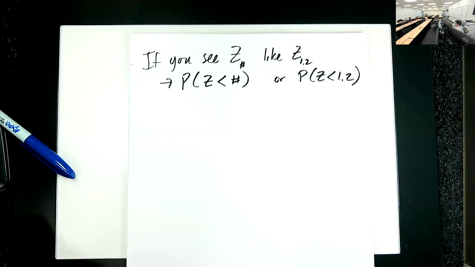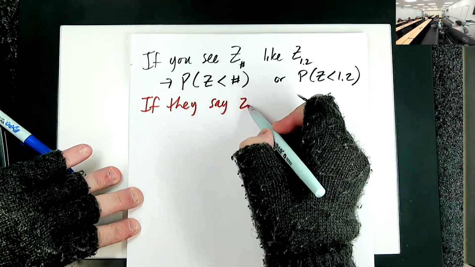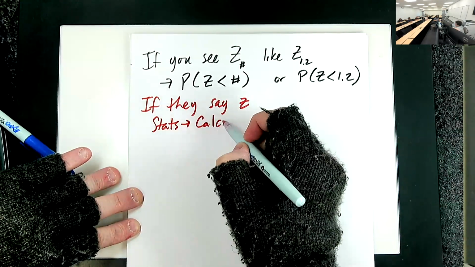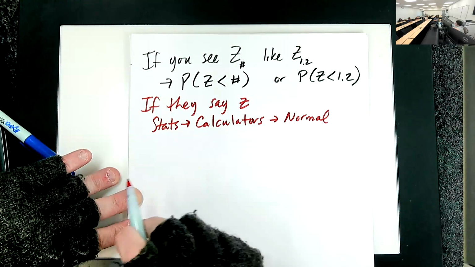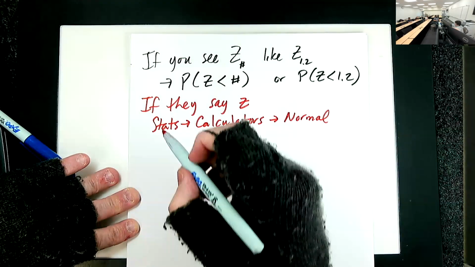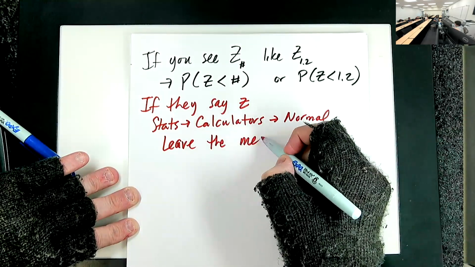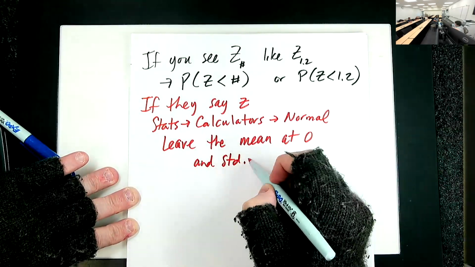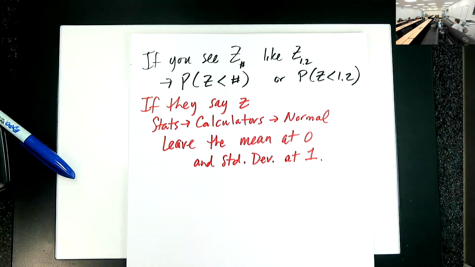If Z is mentioned, we're still doing stats, calculators, normal. Leave the mean at 0 and standard deviation at 1. That's how it comes when you open it up. Until you change the mean and standard deviation, that's what it comes as, 0 and 1.